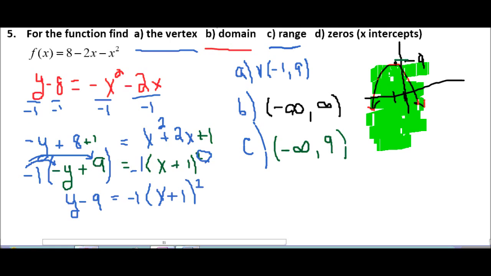And then the last part is the x-intercepts, or the zeros. That's the same thing. The x-intercepts and the zeros mean the same thing. It means what values of x make y 0. To find our x-intercepts, we did this in 7.5. We take our equation in the nice vertex form, and we put 0 in for y. To find the y-intercepts, we put 0 in for x. To find the x-intercepts, we put 0 in for y and we solve it for x.